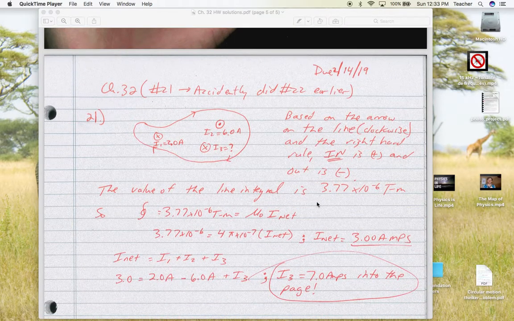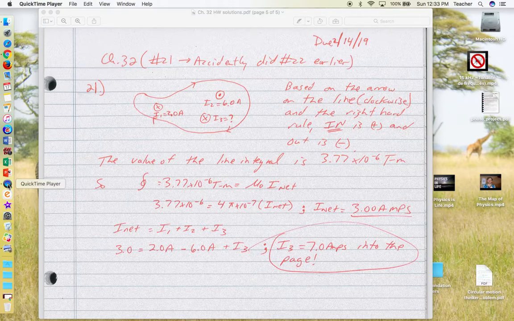This is 21. Again, I don't think this is going to be super critical. If we have a clockwise arrow drawn here, that basically means into the page is positive, out of the page is negative. So it said that the value of this line integral is this value. Since that seems to be positive, I should have more current going into the page than out of the page. So it told me my net current into the page was 3 amps. Based on the other information that's given, that means that I3 would have to be 7 amps into the page.